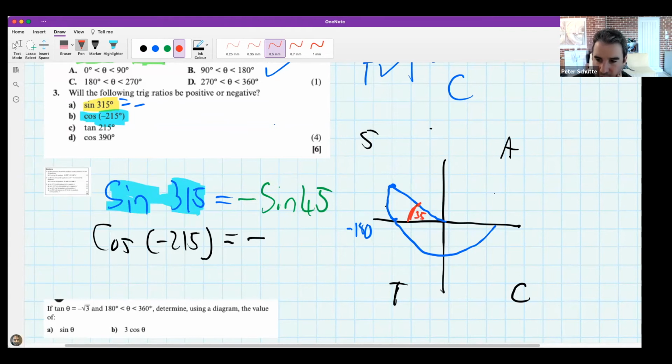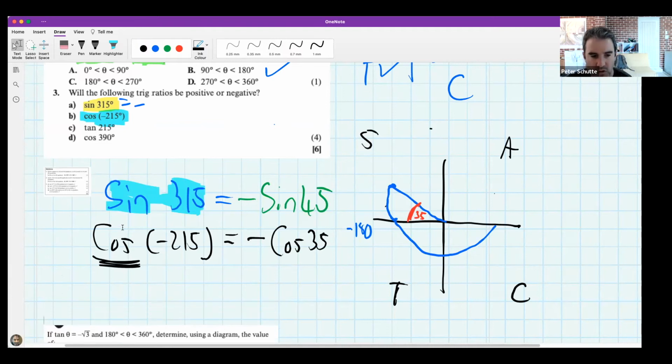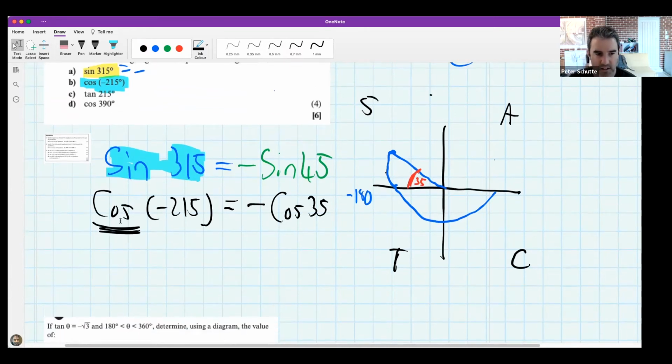Okay, so I'm using the horizontal. Whenever I use the horizontal, I have to keep my trig ratio the same. So this stays cos. And then we say it's 35 degrees away from the horizontal, so it's minus cos 35. It doesn't change its trig ratio because it's using the horizontal. Whenever we use the nearest horizontal axis, the type of trig ratio has to stay the same.